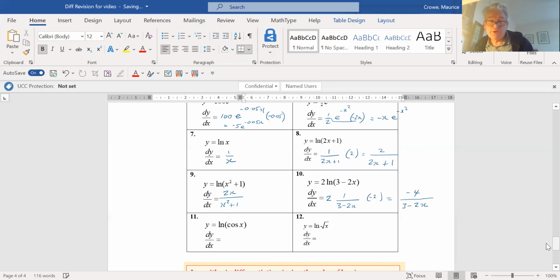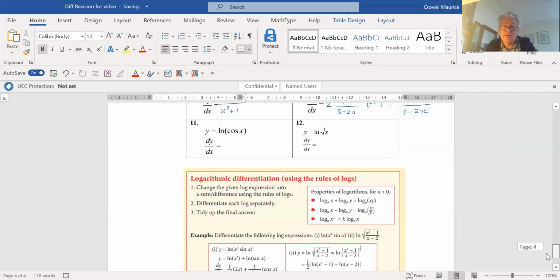Right? They're all fairly straightforward. So let's put in something down here then. The ln of cos x, follow the rule, 1 over cos x. And what's the derivative of cos x? Minus sine x, okay? So I just put minus sine x in there.